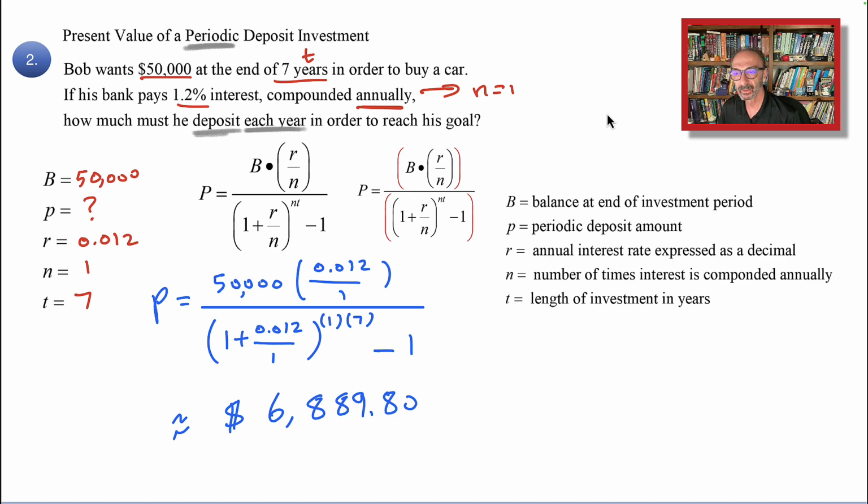So that should be deposited each year, 6,889.80 for 7 years with that interest, which is a low interest. I don't know how these examples come up with these numbers. 1.2% interest for investments is really low. Usually it's like 4% and higher, maybe 6%, sometimes 7%. But that's what we have, so we have to apply it.